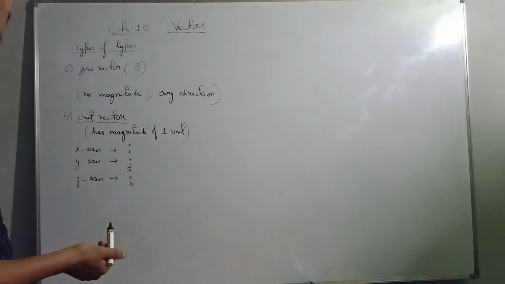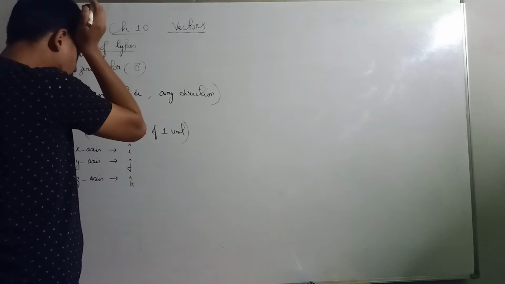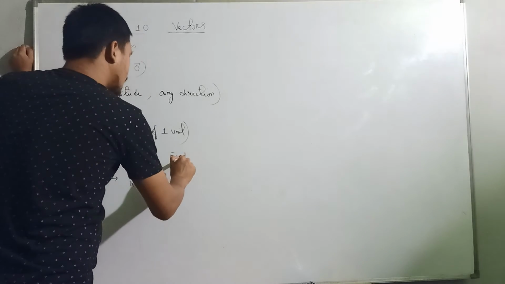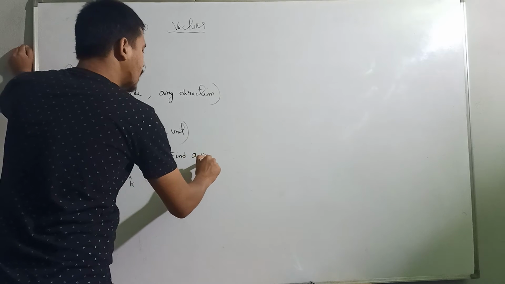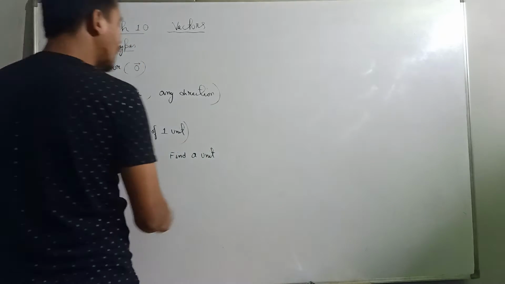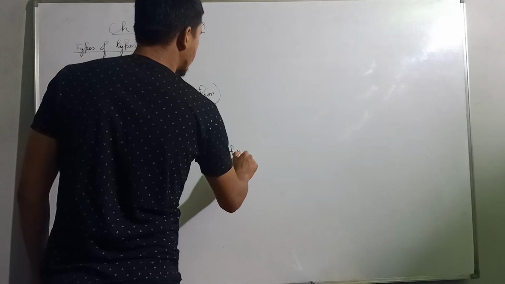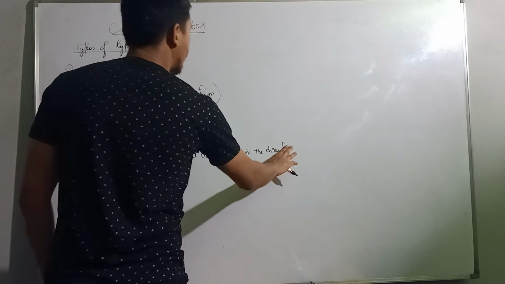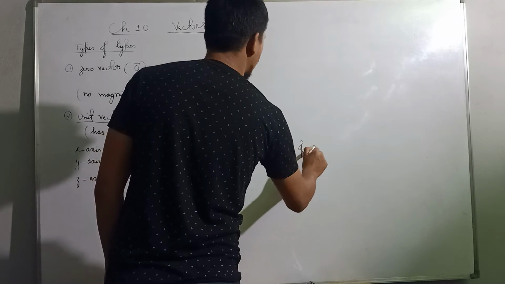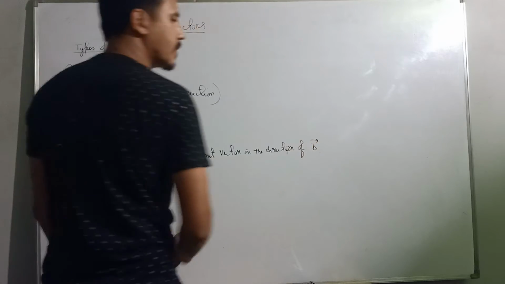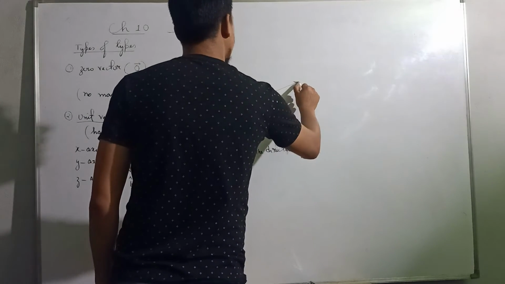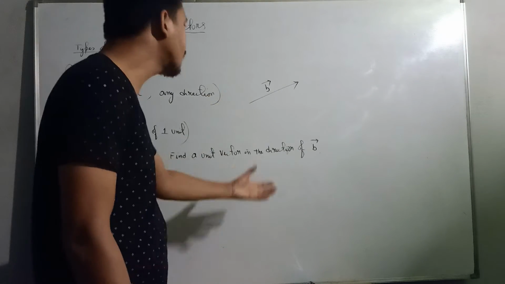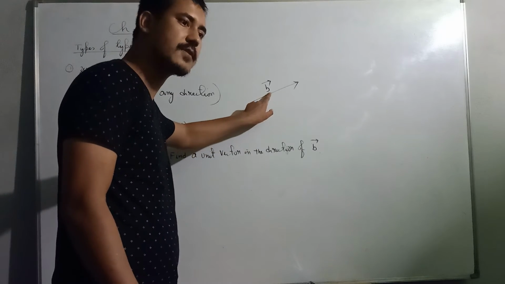Also, how to find a unit vector? Suppose you are asked to find a unit vector in the direction of a given vector. Suppose this is your vector B. You want to find the unit vector in the direction of this vector.